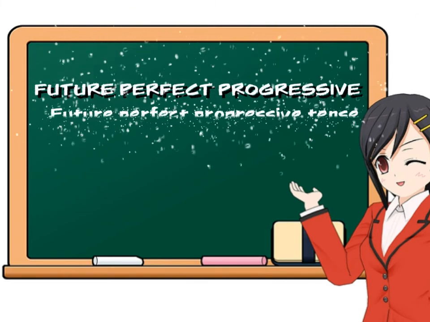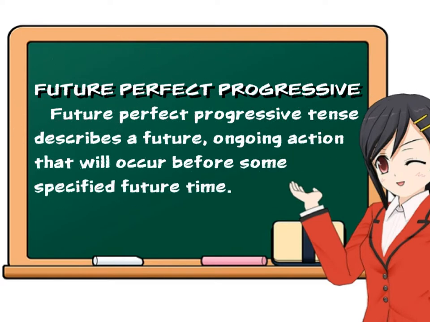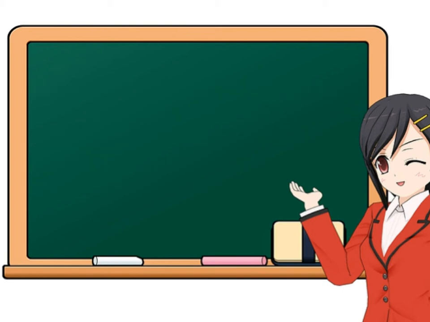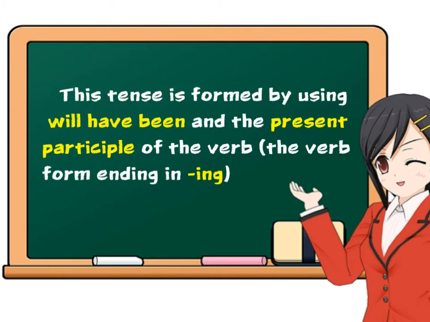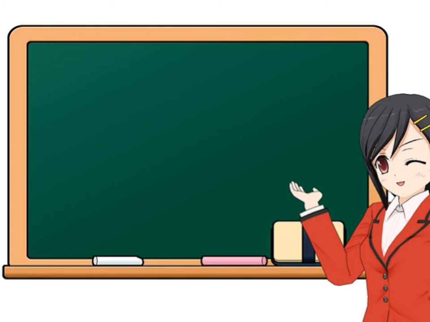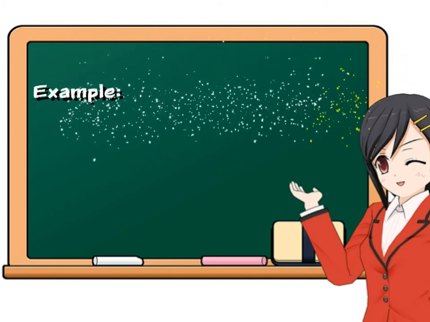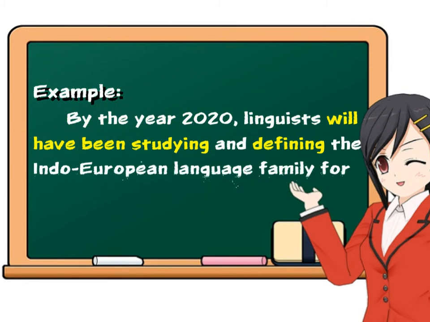Future perfect progressive. Future perfect progressive tense describes a future, ongoing action that will occur before some specified future time. This tense is formed by using will have been and the present participle of the verb. Example: by the year 2020, linguists will have been studying and defining the Indo-European language family for more than 200 years.